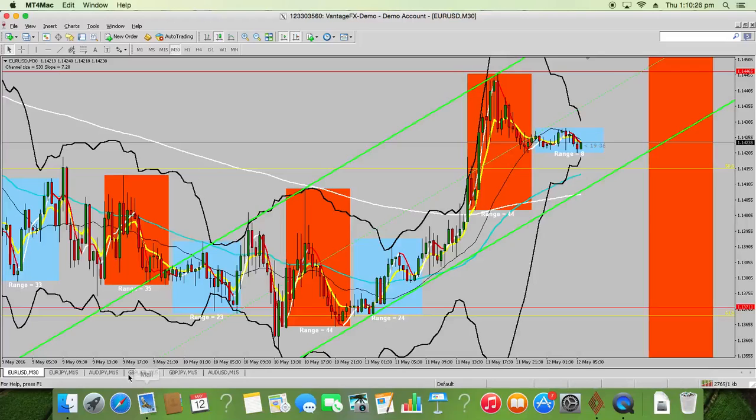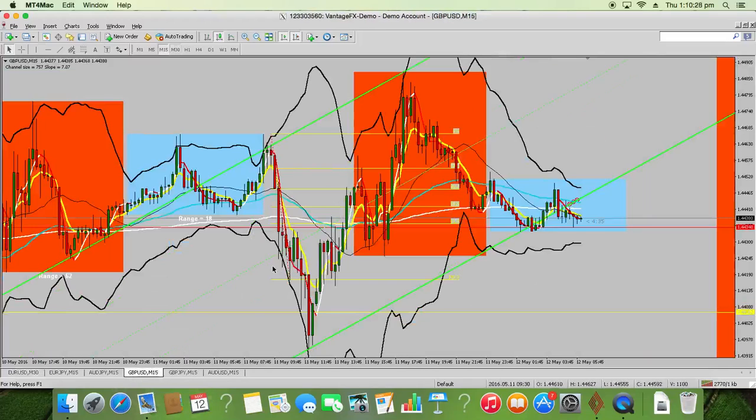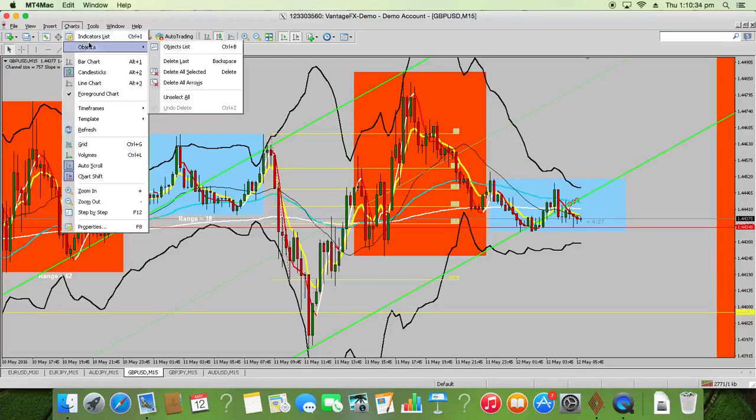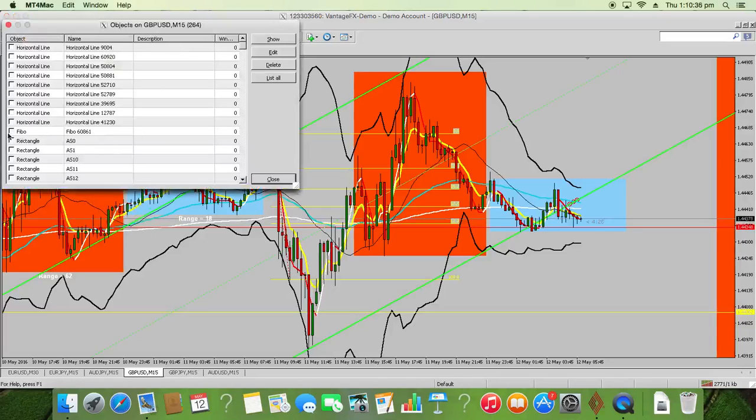Now, which pair was it yesterday? I did a trade on, actually it was this one here. So this was pound USD. Now, let me get rid of, again, fib.